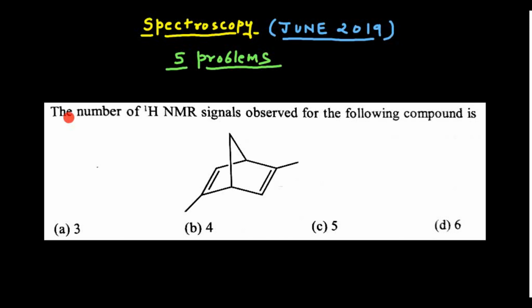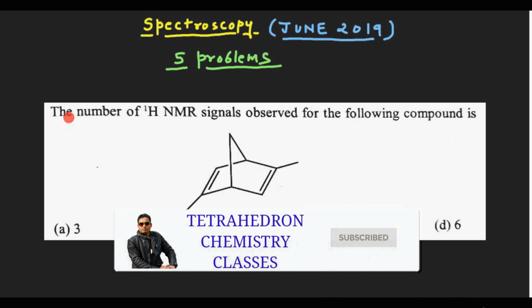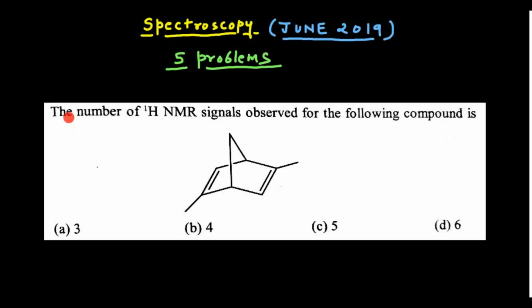So in the spectroscopy MCQs lecture series, today I am going to discuss the spectroscopic problems which have been asked in the June 2019 examination, and we'll cover only 5 problems today, as some of the problems in this June 2019 examination are a little typical type, so maybe we will consume a little more time. So I have restricted my lecture up to June 2019 problems only.